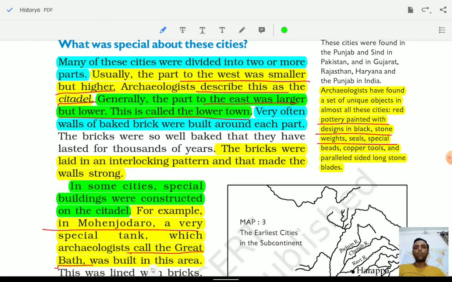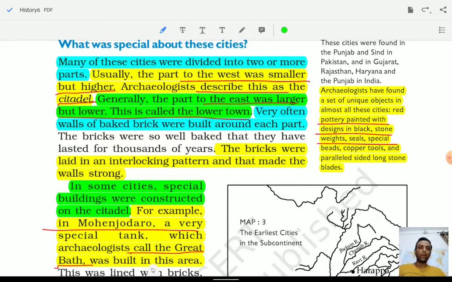Very often, walls of baked bricks were built around each part. So three things you need to remember. First, cities were divided into two parts, one in the west and another in the east. The eastern part was lower, the western part higher. The western part is also known as the citadel, and in the lower part general people used to live, such as artisans and other people who did daily work.